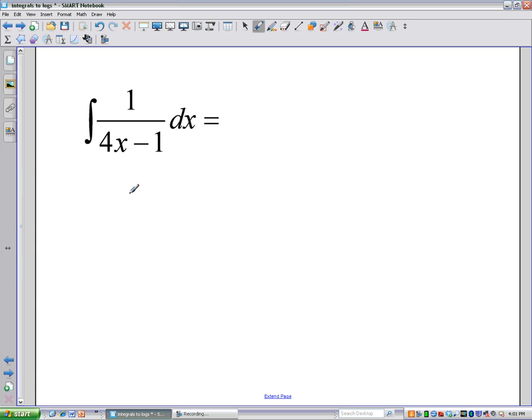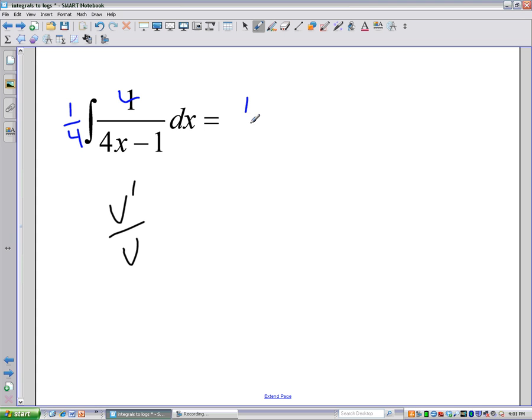So remember, we're looking for u prime over u. We're looking for the top to be the derivative of the bottom. Well, the bottom is 4x minus 1. What's its derivative? Its derivative is 4. Do we have 4 on the top? No, but could we make 4 on the top? Sure, just like that. That's sort of the equivalent of putting a 4 in. If we put a 4 in, we must take a 4 out.